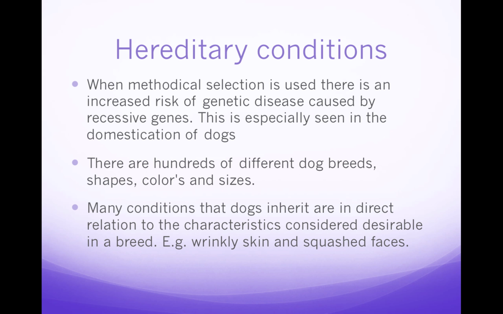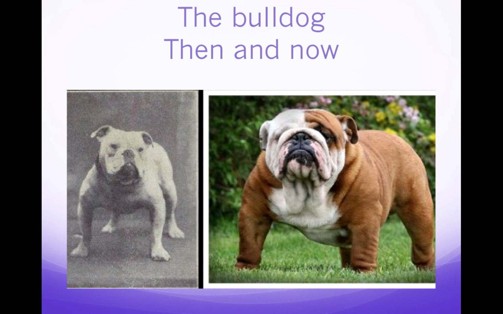Hereditary conditions. When methodical selection is used, there is an increased risk of genetic disease caused by recessive genes. This is especially seen in the domestication of dogs. There are hundreds of different dog breeds, shapes, colors, and sizes. Many conditions that dogs inherit are in direct relation to the characteristics considered desirable in a breed, e.g., wrinkly skin and squashed faces. The characteristics of the bulldog that are causing them to suffer are the same characteristics that many people love about the bulldog.